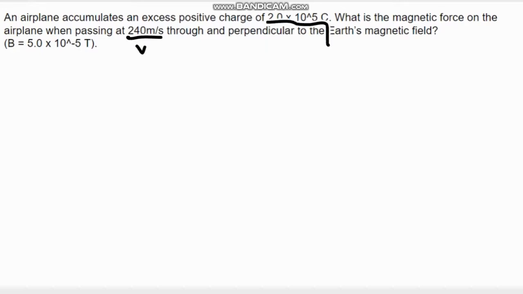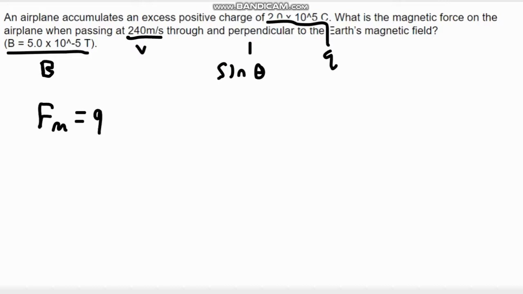So now we know the Q and we know the V and we know the B. And we know the sine theta because it tells us it's perpendicular, so theta is just 90. So we can see that the magnetic force is equal to QVB sine theta from the equation, and then we plug in those values.